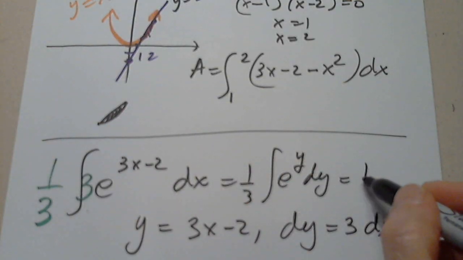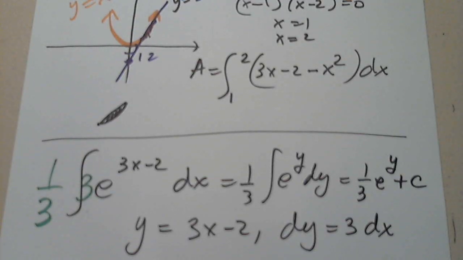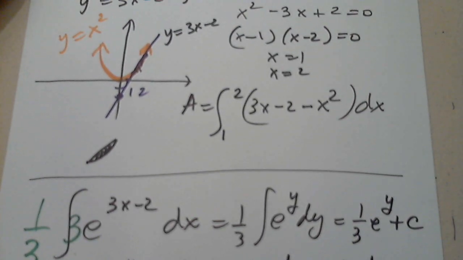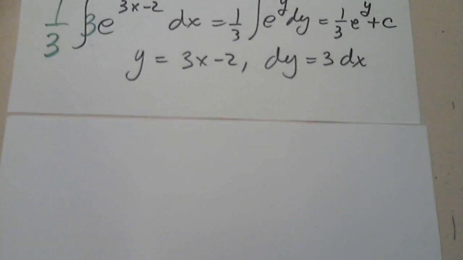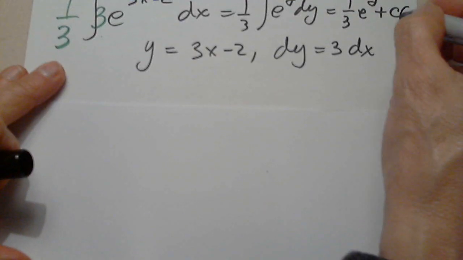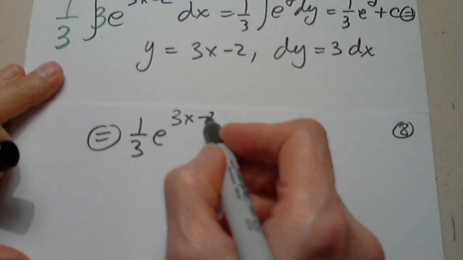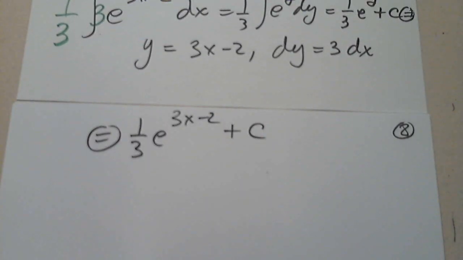So this is the easiest function ever. Why? Because its derivative, its integral is the same. So I meant to say antiderivative better. Good. So now I have to go back to the original variable. It's a must in indefinite integrals. So then the final answer is 1/3 e to 3x minus 2 plus a constant c. That's it.